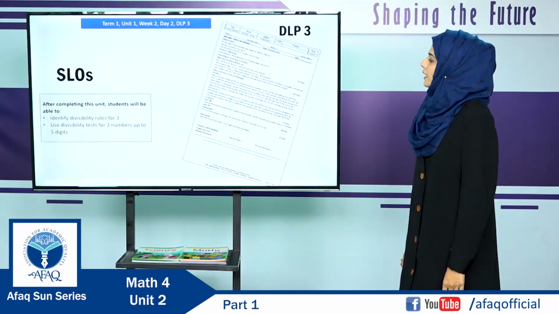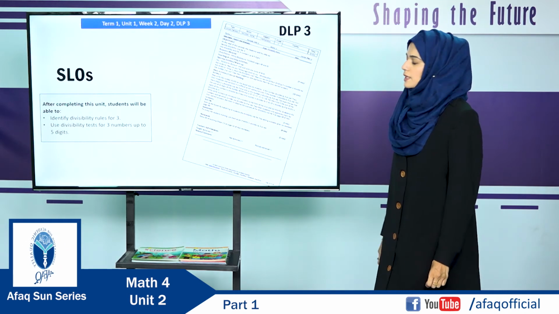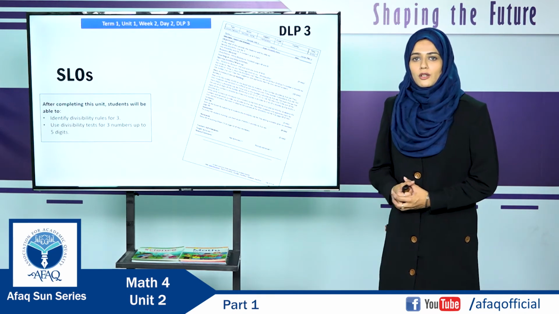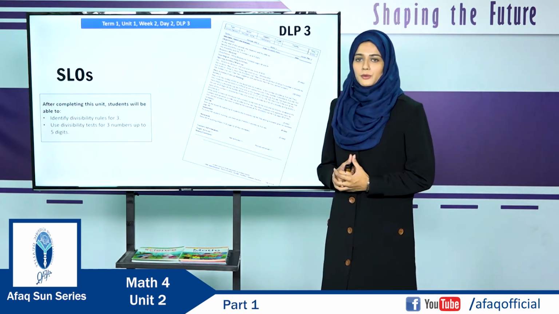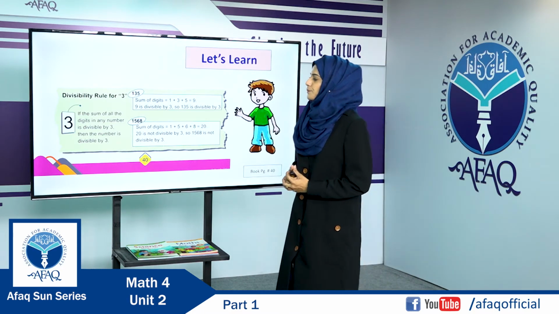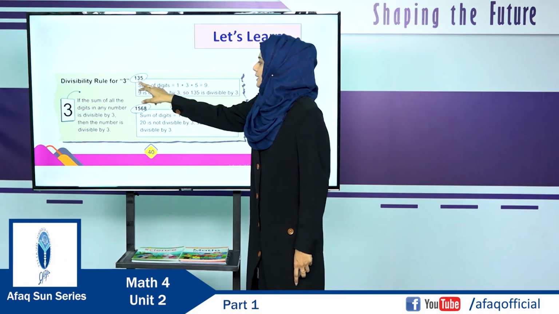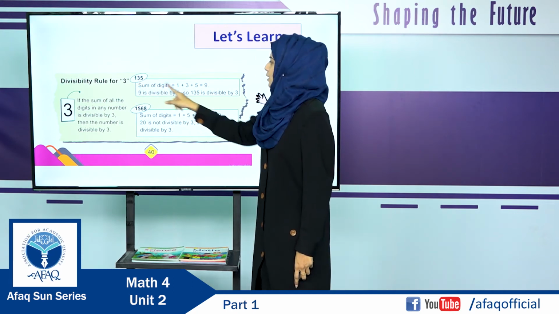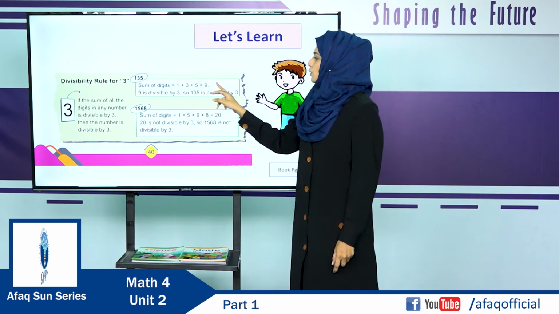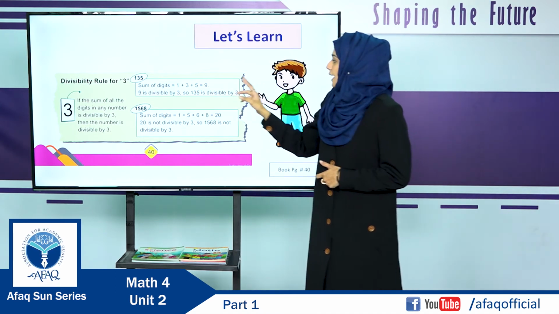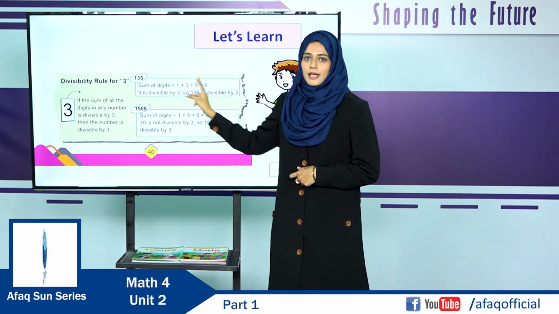It's an activity time. In this, we identify the divisibility rule for 3. Use divisibility test for 3 for numbers up to 5 digits. To cover this, the methodology has been provided in DLP 3, which falls in Term 1, Unit 1 of Week 2, Day 2. Okay, divisibility rule for 3. Let's see this number, 135. We have to find the sum of these digits like this: 1 plus 3 plus 5 is equal to 9. So, you all know that 9 is divisible by 3. So, this number is divisible by 3.